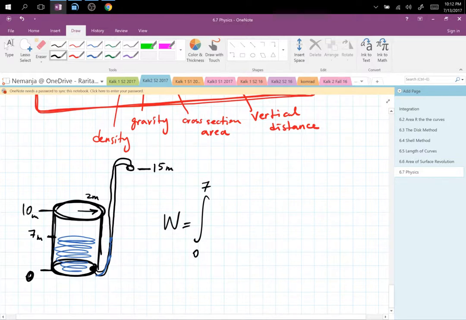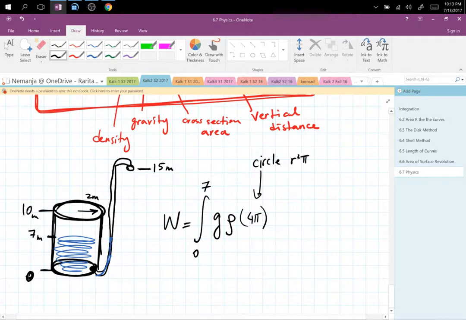So 0 to 7 meters is the height, and then we have our gravity, g, and then you have the rho. Rho is important, the density, because that's what type of liquid you have, water or a gas or whatever. And then you have the cross-sectional area. Now, cross-sectional area is the shape. This is where geometry comes in, and here the geometry is a circle, so it's r squared pi, which in this case is 4 pi.